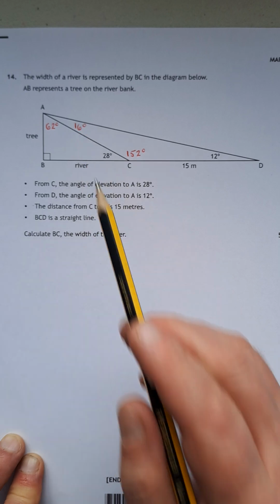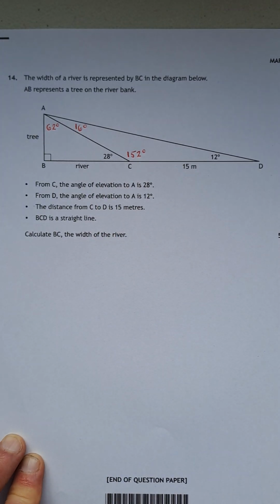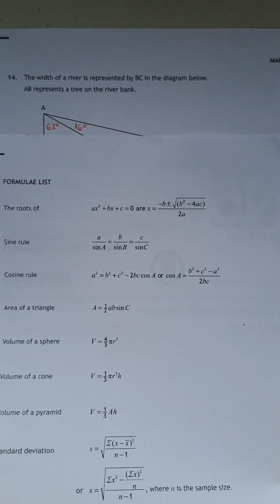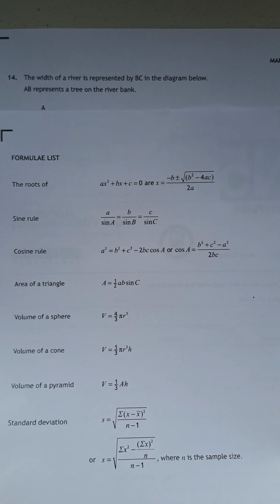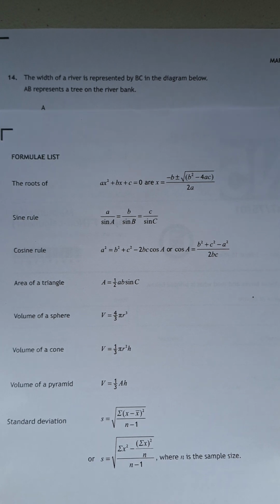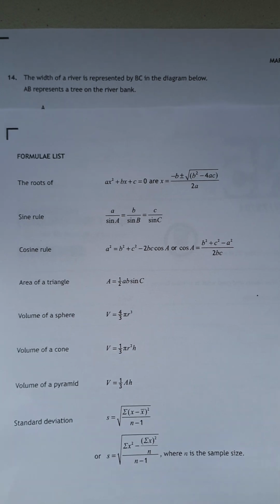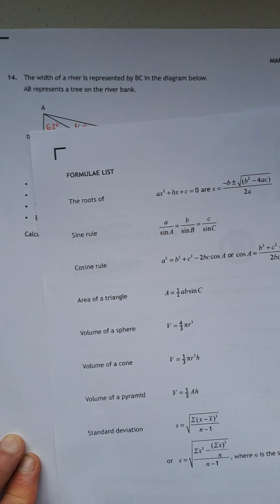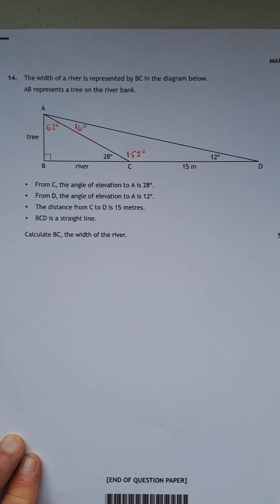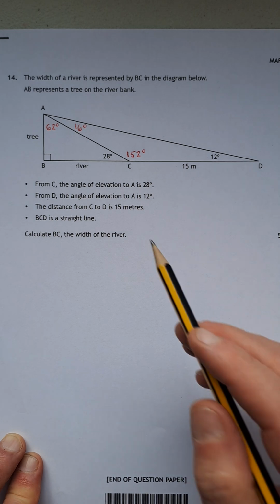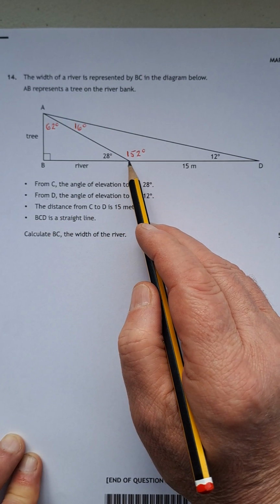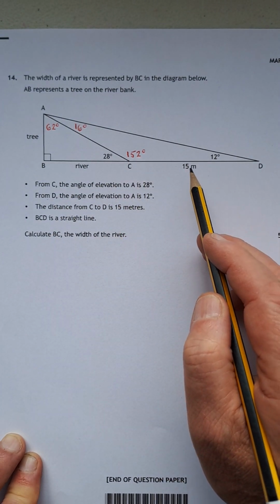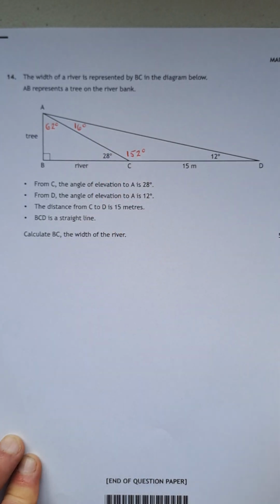So we're now going to apply the sine rule, and don't forget, if you can't remember the sine rule, you just look at your formula sheet. There it is there, it's the second one down. A over sine A is B over sine B is C over sine C. Okay, so we'll put that back. And here we go. So we have AC over sine 12 is 15 over sine 16.